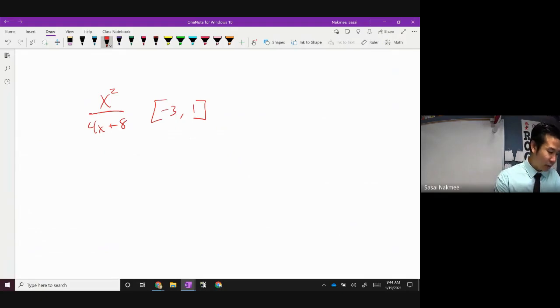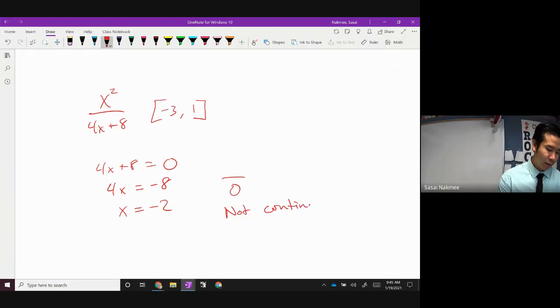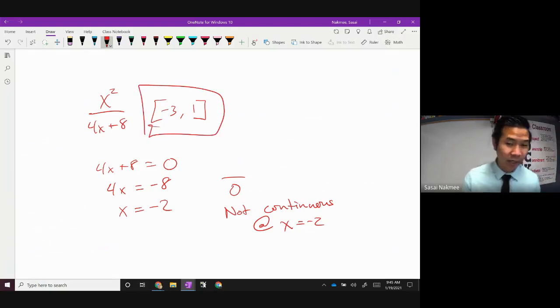You just do the algebra, right? You set the bottom, 4x plus 8, equal to 0, or you can kind of see where it's equal to 0 if you can do that in your head. Some people can, but I like to show my work. 4x is equal to -8. Divide both sides by 4, and you end up with -2. And that's where you get a 0 in the denominator, which causes it to be not continuous at x equals -2, which happens to be in the interval that we're looking at.